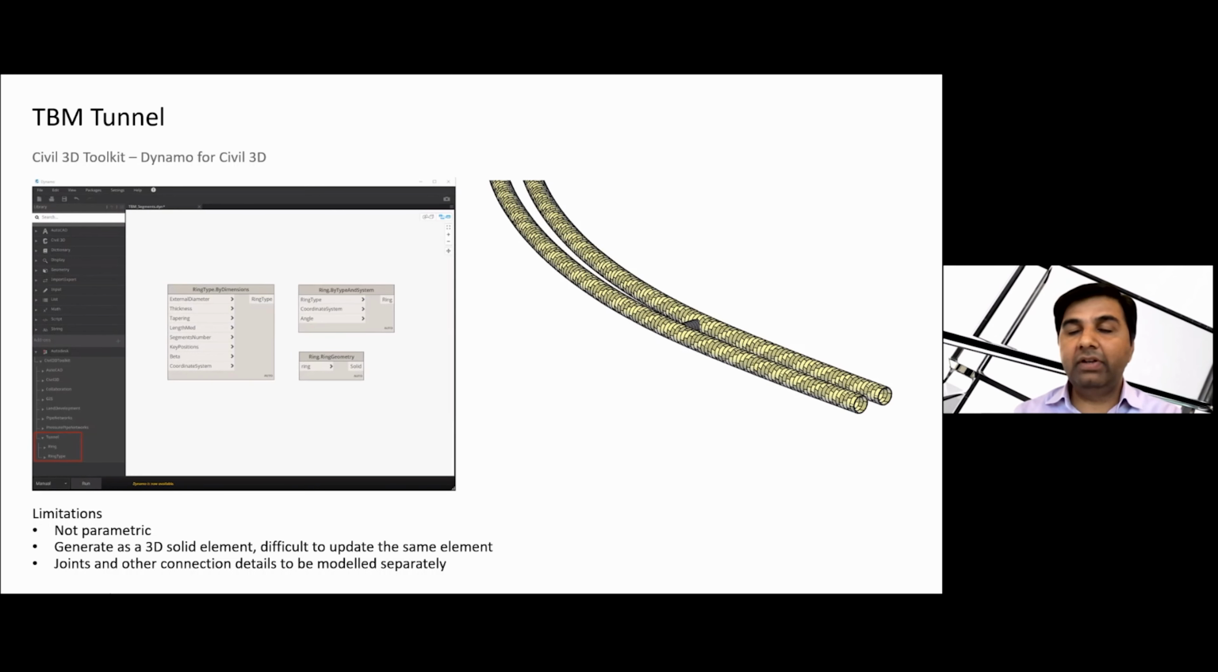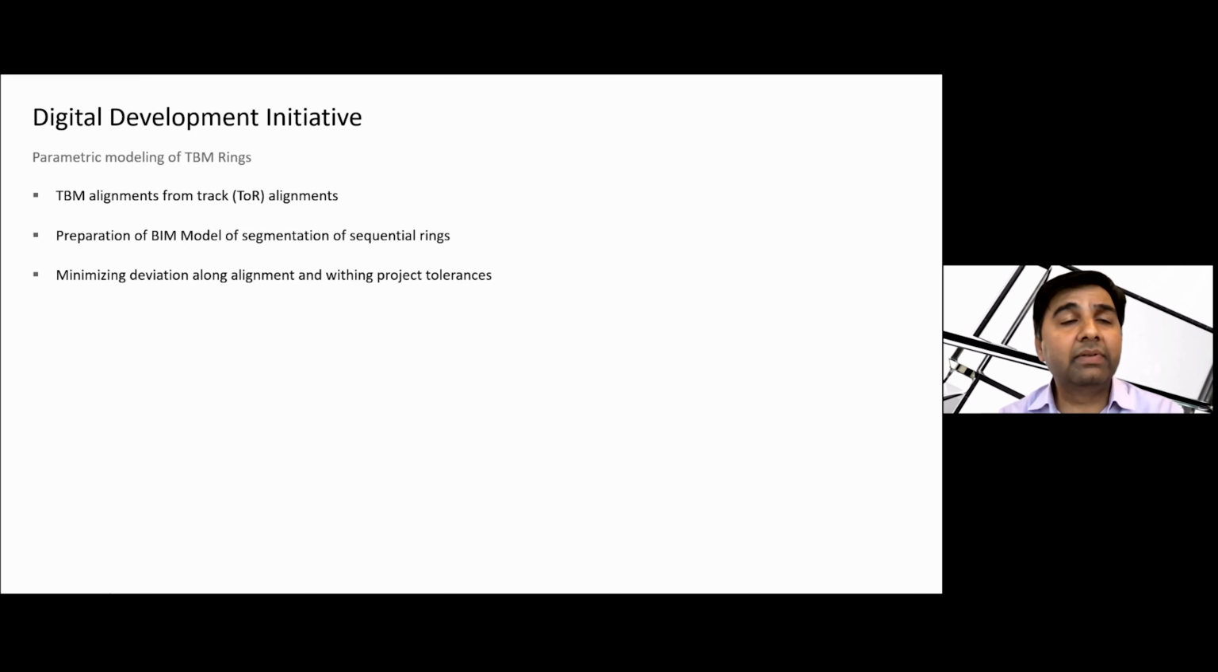And the solution is, why don't we? In COWI, we have this digital development initiative. In this initiative, our work is to develop a tool which can do this parametric modeling of TBM rings. First, the steps in the parametric modeling.